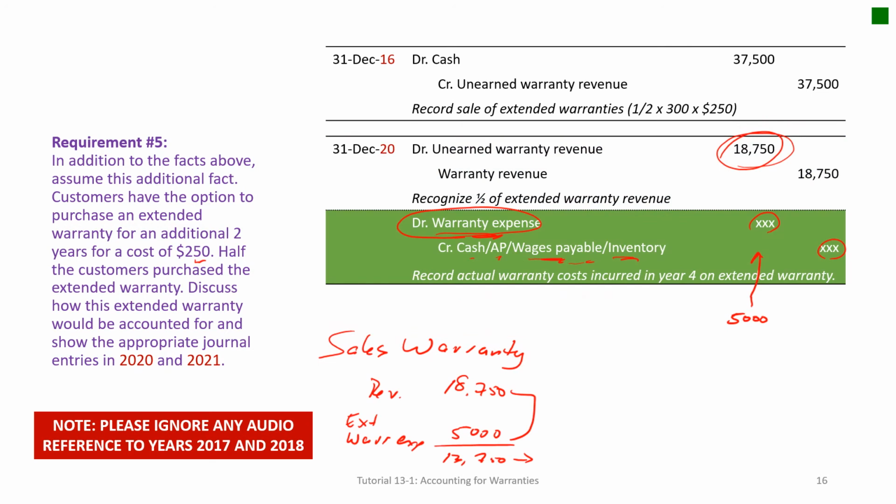Now the next entry that would normally happen as part of this, also on December 31st, 2017, would be any warranty expenses that we incur. Now with this problem, we never told you how much the company had to pay to service it, and it really doesn't matter. But what happens here is, notice that this is a debit to warranty expense. And then we have a credit to either cash if we have to pay, accounts payable if we're purchasing something, if we have to pay labor, or if we have any parts in inventory, we pull those out. But the key thing here is that this is a sales warranty.